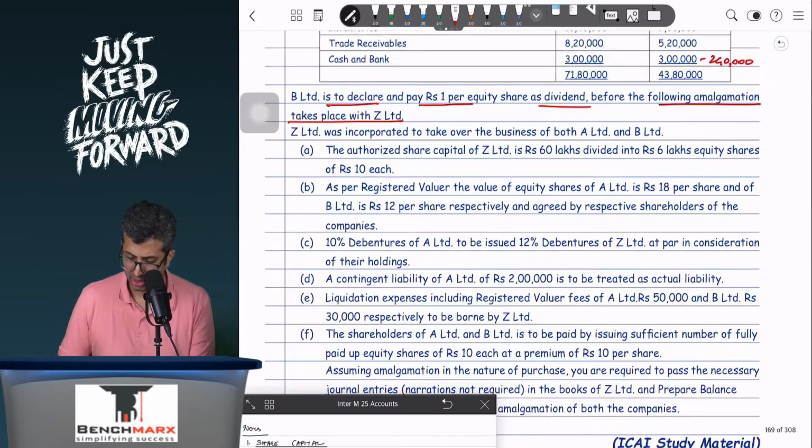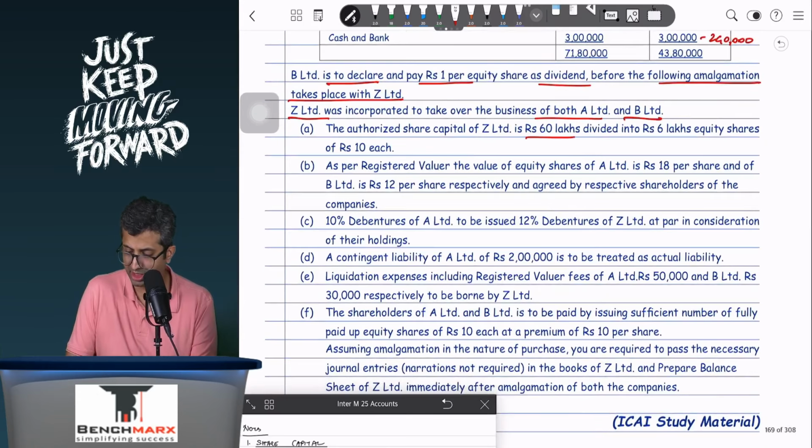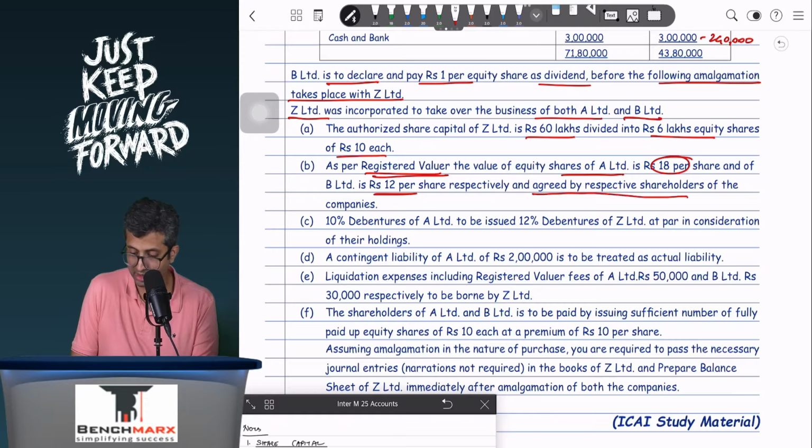Okay. Next, Z was incorporated to take over the business of both A and B. Z is going to take over both business. The authorized capital is 60 lakh divided into 6 lakh shares of 10, that is fine. As per the registered valuer, the value of equity shares of A is rupees 18 and that of B is rupees 12 per share, and agreed by the respective shareholders of both the companies.